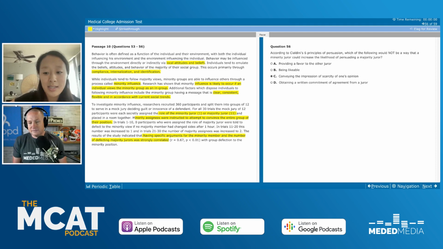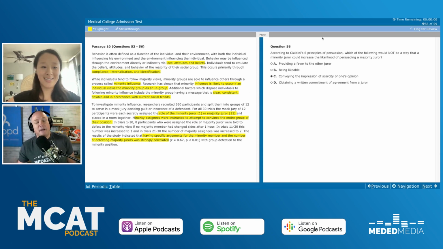Likability, and then consensus, which is just that we are generally social. We want to go with the crowd. So whatever everyone else is doing, we want to do as well. Yep. So C is tempting because scarcity is one of them, but it's not applied in this way. All right. Another interesting passage.